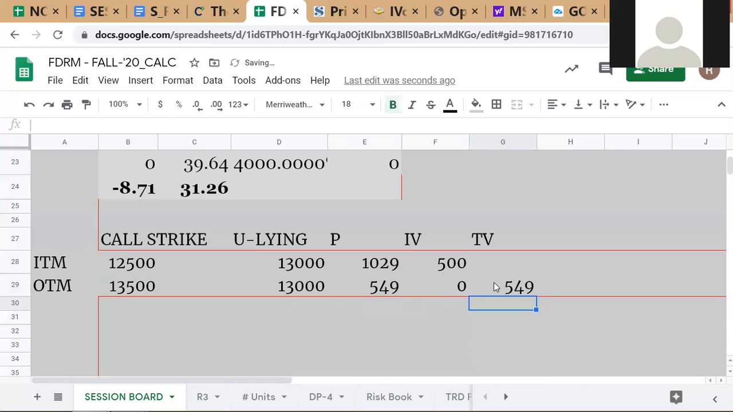Correct? 549. Yes, sir. The other one should have the same time value. If you add the 500 intrinsic value, it comes to 1049, versus 1029. So there is a slight difference in the time value of the two. This is the framework that you should always use: in the money options are worth more because they have positive intrinsic value, and all options should have approximately the same time value with the same strike.